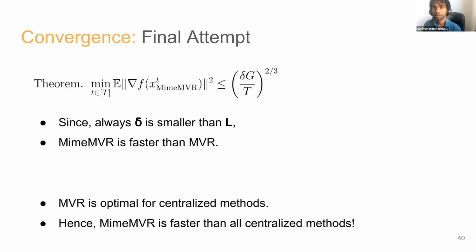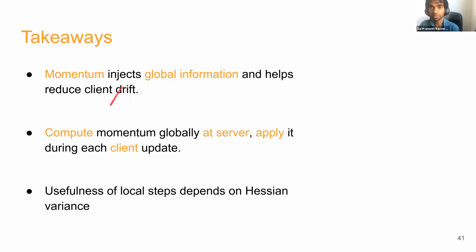Okay, so some takeaways of this section. Momentum manages to inject some global information. It seems to be the reason why momentum is helping, or at least the reason why we can quantify why momentum is helping, is because it is reducing the variance by injecting information about the other clients into the current update. It really seems to be ideal to compute the momentum globally at the server level and just apply it repeatedly in the client update. This does have a disadvantage, like Konstantin pointed out: we need to communicate the momentum vector to the client, so we are increasing the amount of communication by the server.